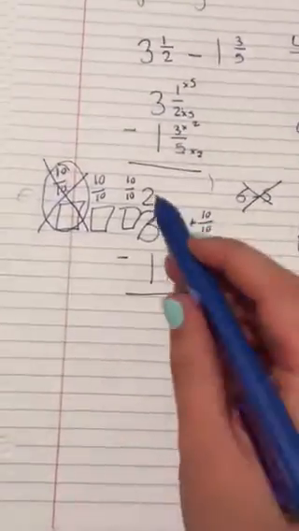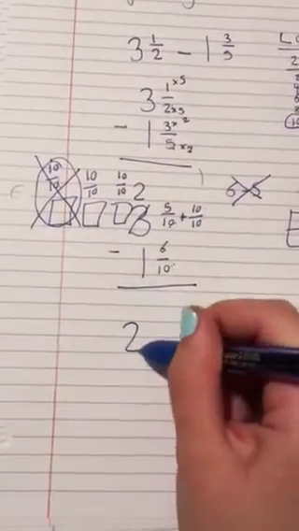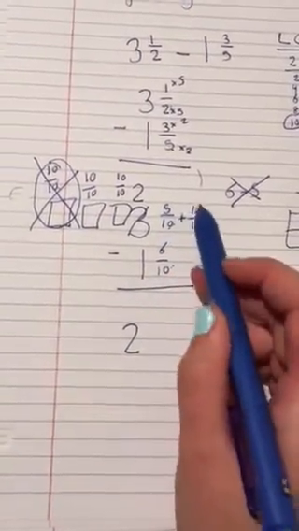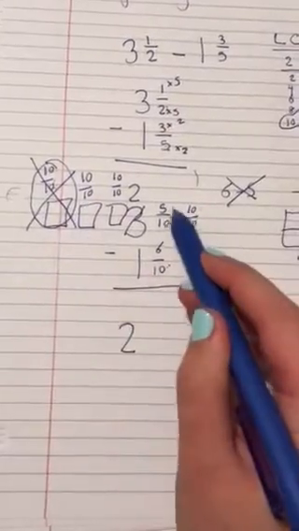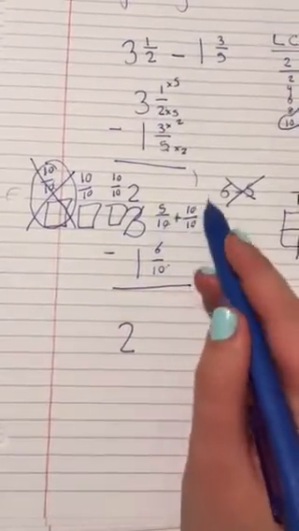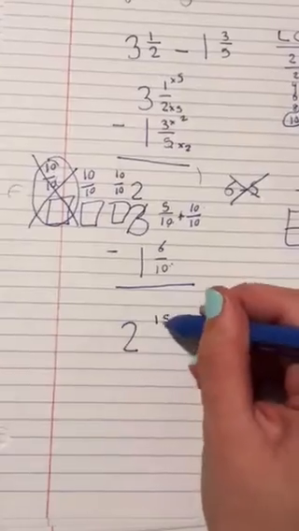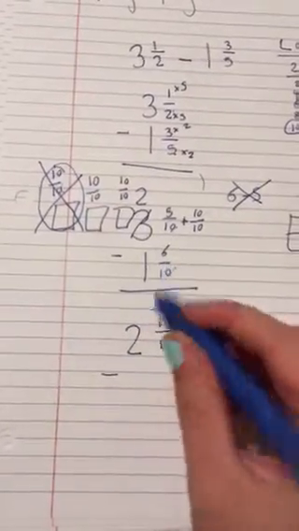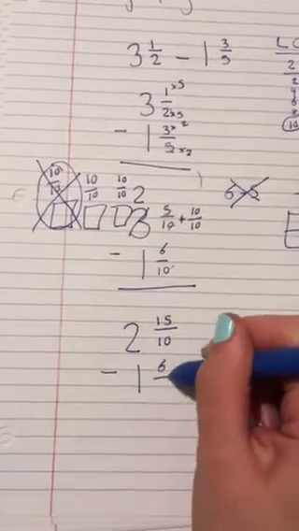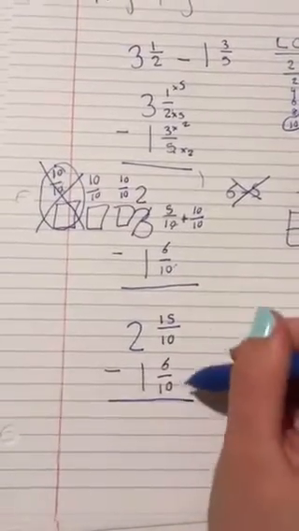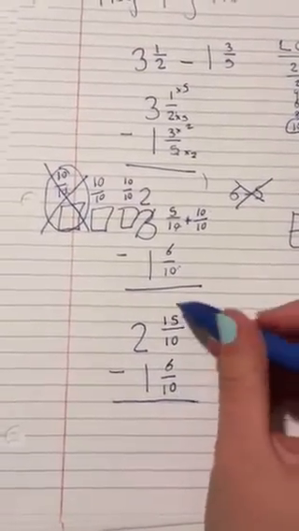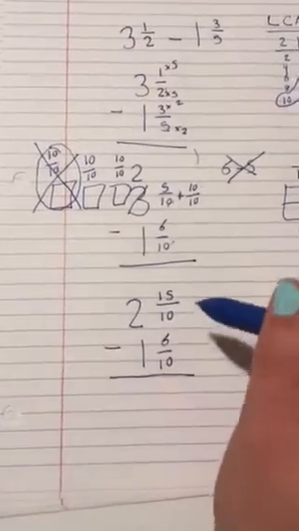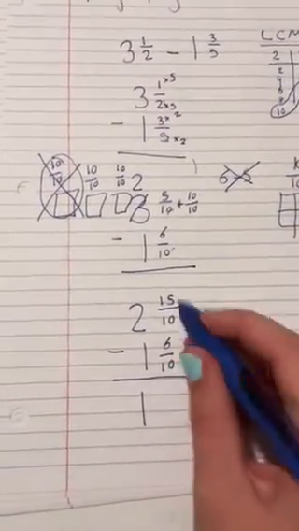So let's rewrite this. So I have 2 whole cakes right now. I add my fractions, a whole cake that I took from over here plus my fraction that I had. So 5 plus 10 equals 15 over 10 minus, and we just keep this one. This one's fine. So 1 6/10. Now I can subtract. I have like denominators, and it's a bigger number minus a smaller number. So 2 minus 1 is 1.